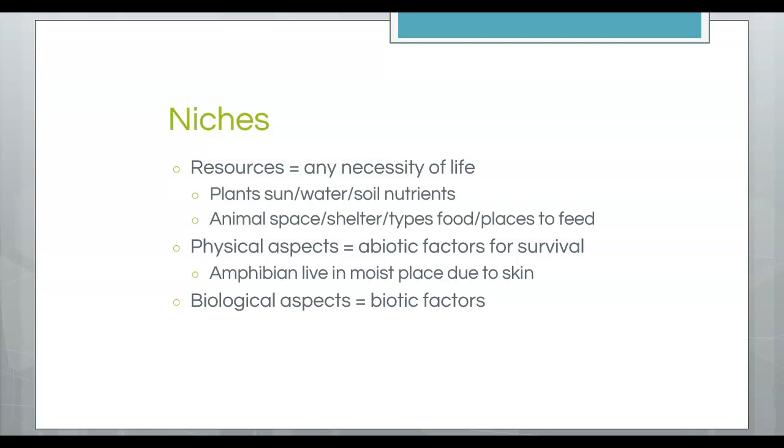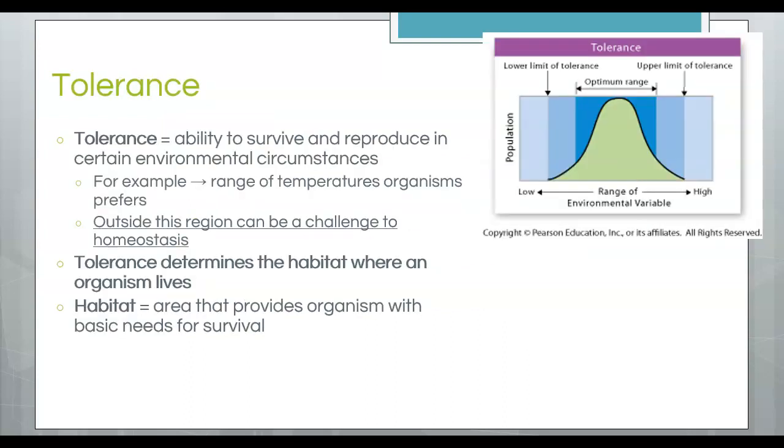For example, amphibians live in a moist place due to their skin. We have biological aspects, which will be different biotic factors that influence where an organism lives and how it survives there. We also can talk about tolerance, which is the ability for an organism to be able to survive and reproduce in a certain environmental circumstance. For example, the graph shows you temperature and how outside of the optimum range would be hard for an organism to survive since it would challenge the homeostasis.